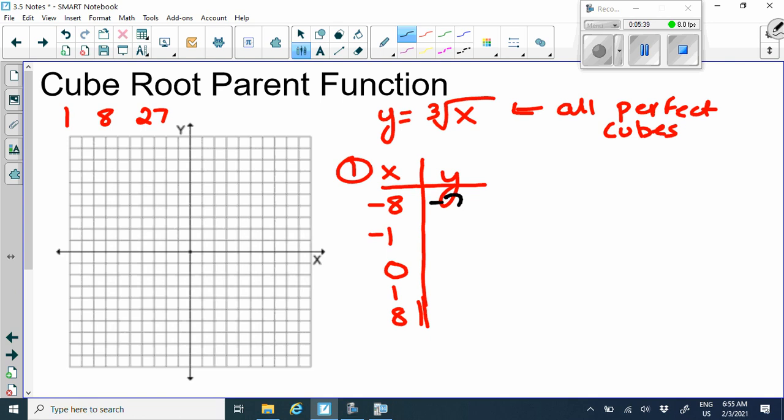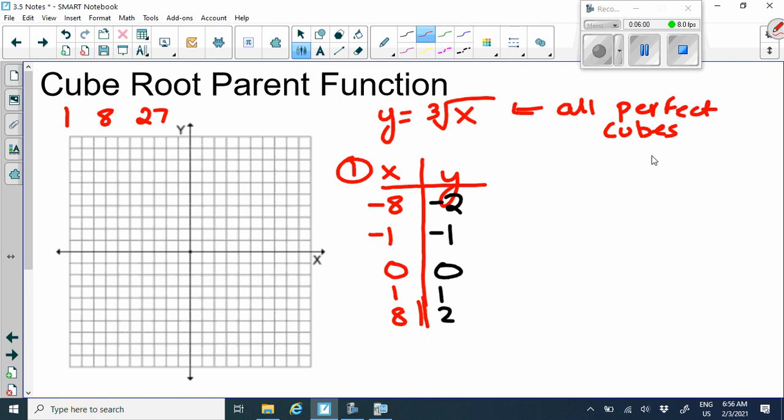Okay, so now plugging it in, what's the cube root of -8? That should give us -2. Cube root of -1 is just -1. Remember, we can think of -2 times -2 times -2, that does give us a negative, so that's why it works. Cube root of 0 is just 0. Cube root of 1 is 1, and then cube root of 8 is 2. So notice we get the same numbers, but it's just the signs that are different.